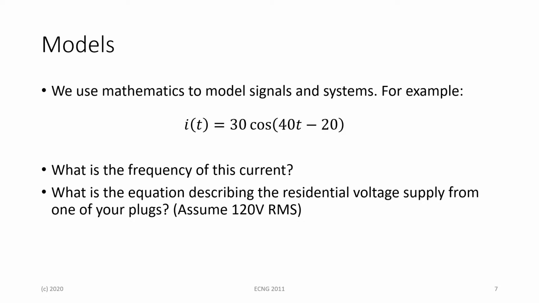So for the frequency of this current, as we can see from our equation, we have 40t. But as we know, frequency is equal to 1 divided by T. So we just plug that into our equation and we can obtain the frequency of this current accordingly. We also know the maximum amplitude, as given by this value. And then we also know the phase shift, as given by this value here.